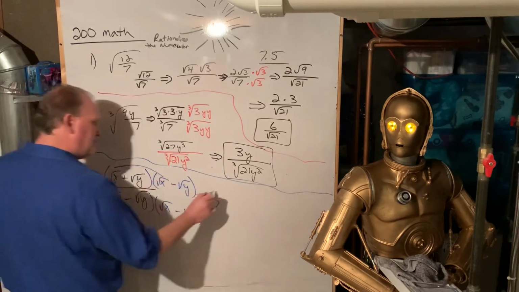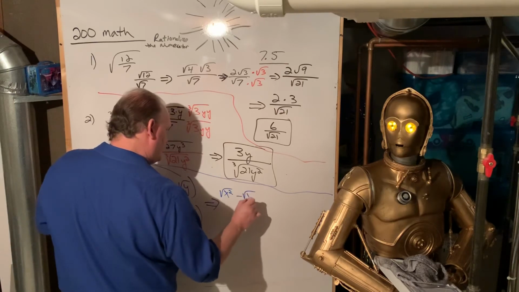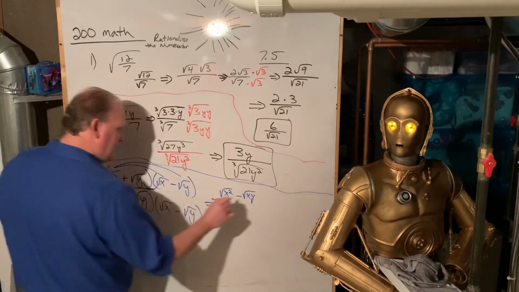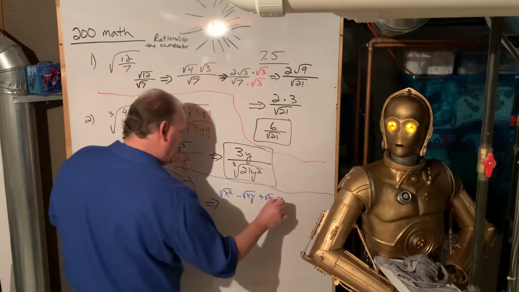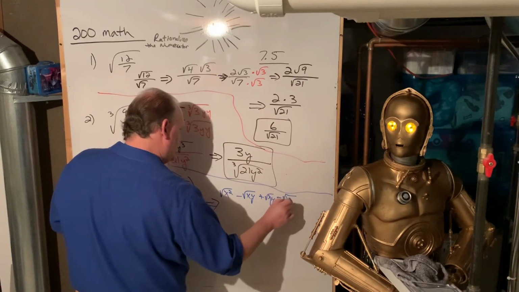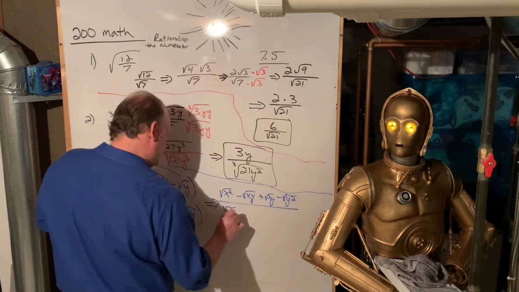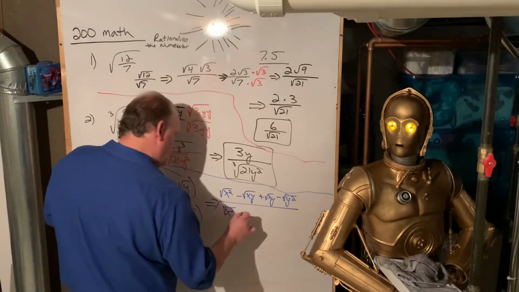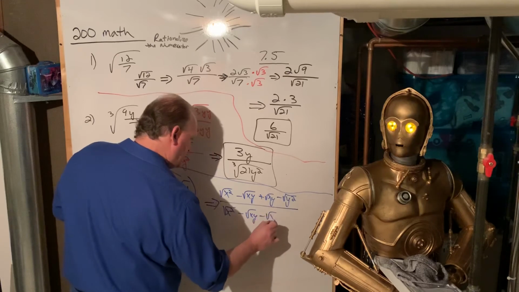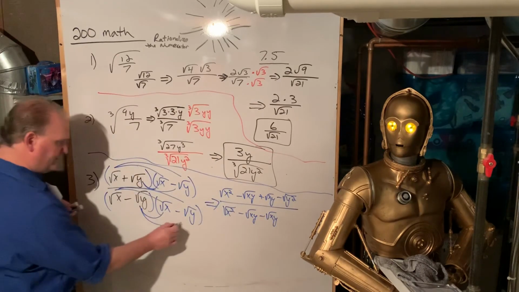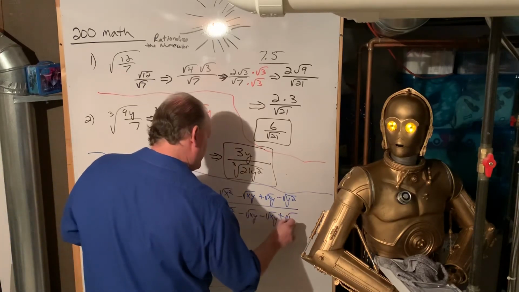We've got the square root of x squared. We've got negative square root of xy. We've got positive square root of xy. We've got negative square root of y squared, over square root of x squared minus the square root of xy minus the square root of xy plus the square root of y squared.